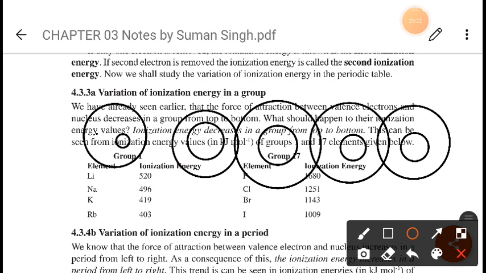Now next is the size of the atom, which decreases because there is an increase in the nuclear charge. We have discussed this, right? Because of the increase in the nuclear charge, the valence electron will be pulled towards the nucleus more strongly. That is why the size of the atom decreases, right?